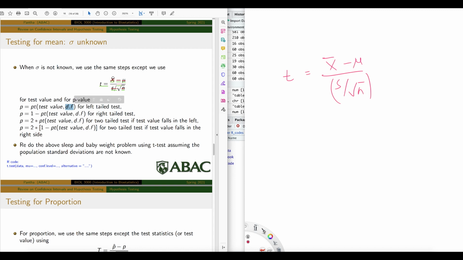So the example here is, redo the above sleep and baby weight problem using the t-test, assuming that the population standard deviation is not known. So what you do is t.test the data, okay, and then mu equals what was the mu? On the sleep, mu was 7, right? And then for the baby weight, mu was 1610, right? And the confidence interval, so 95%, 90%, whatever percent it is, and alternative is, the first one was left tail, the second one was two tail, okay?